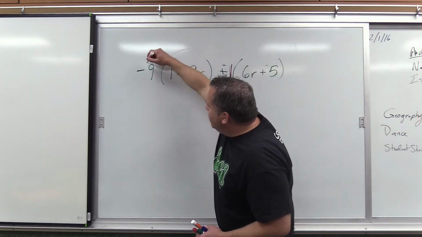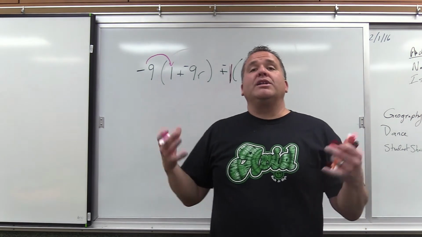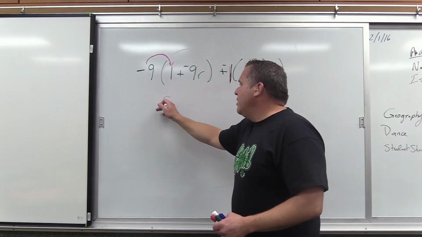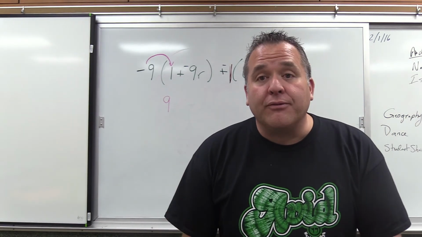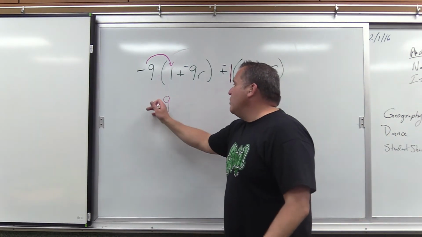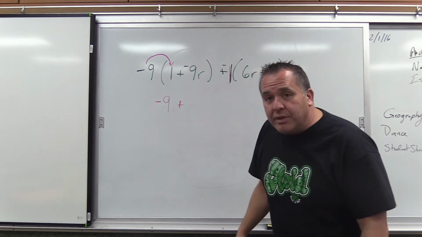I go negative 9. We're going to distribute to the 1. Now remember multiplying. So 9 times 1 is 9. We ask ourselves, are those signs the same or are they different? They're different. And because they're different, our answer is going to be negative. Bring down that nice plus sign.